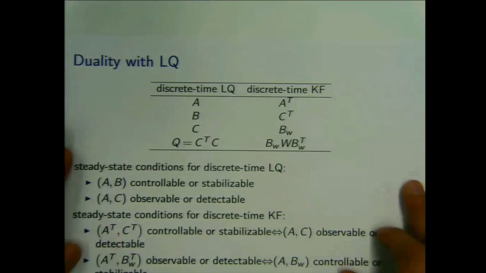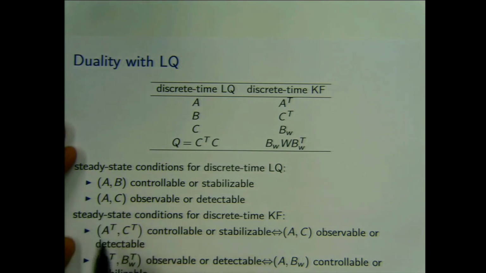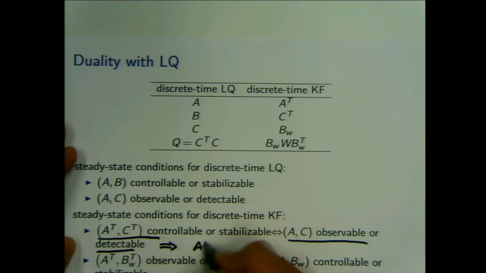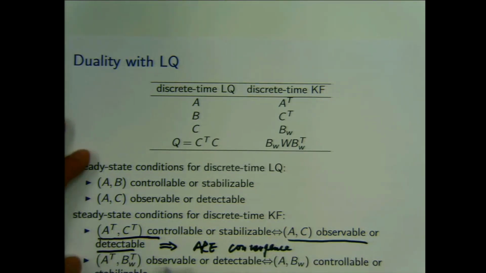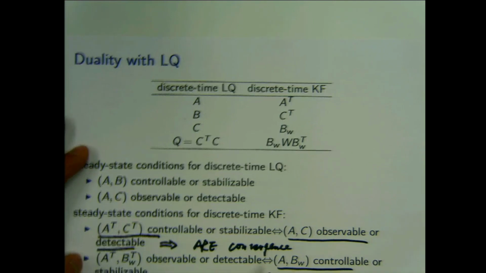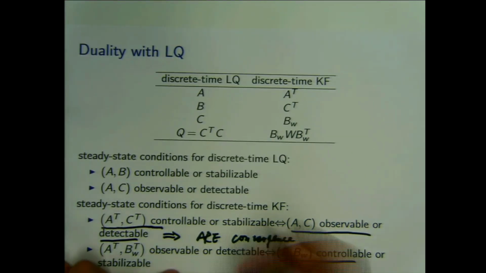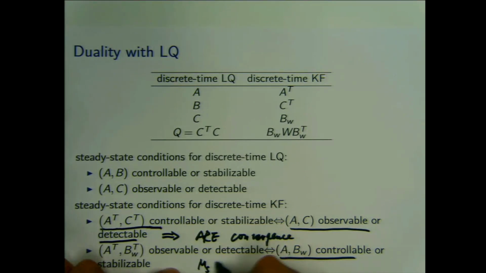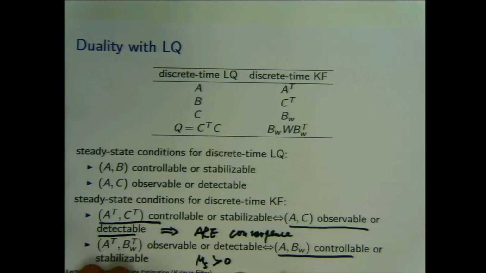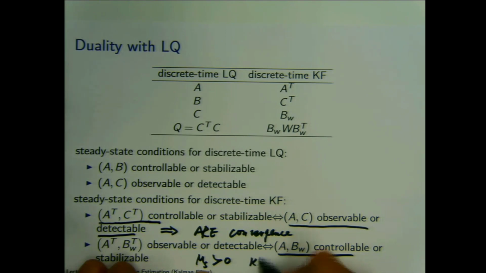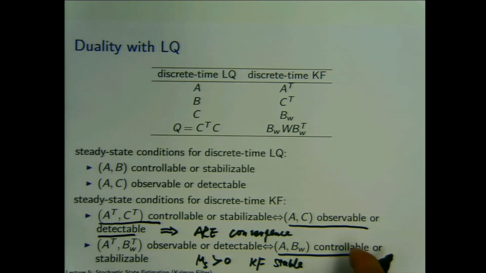All right. We have explained that here, the observability condition is for convergence of the ARE. And the other condition, the controllability condition, is for M of S to converge to a positive definite solution, and then for the Kalman filter to be asymptotically stable. Okay?